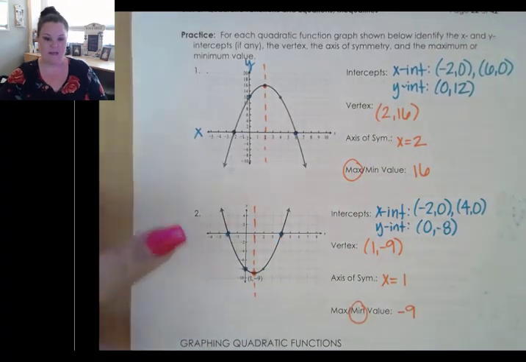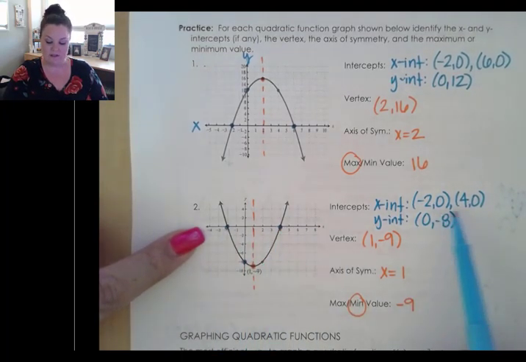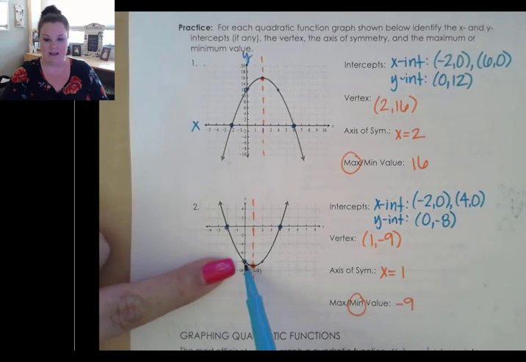All right. Number 2, again, x-intercepts. We can see it crosses at -2 and 4. Make sure you write those as their own ordered pairs, (-2, 0) and (4, 0). And then our y-intercept is down here at -8. So we'd write that as (0, -8).